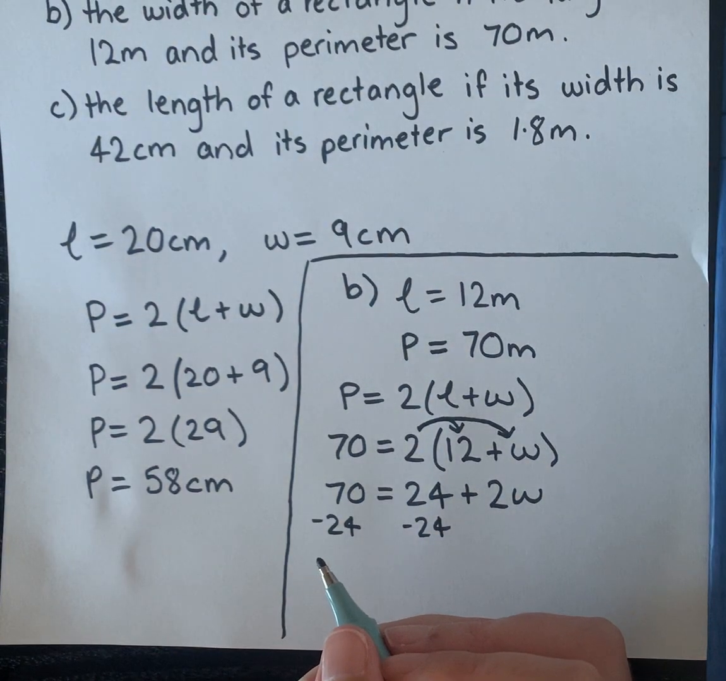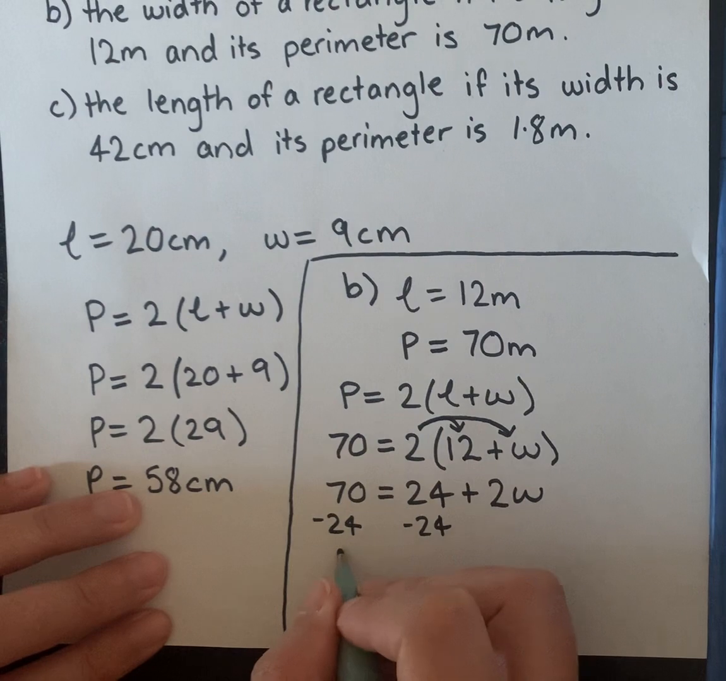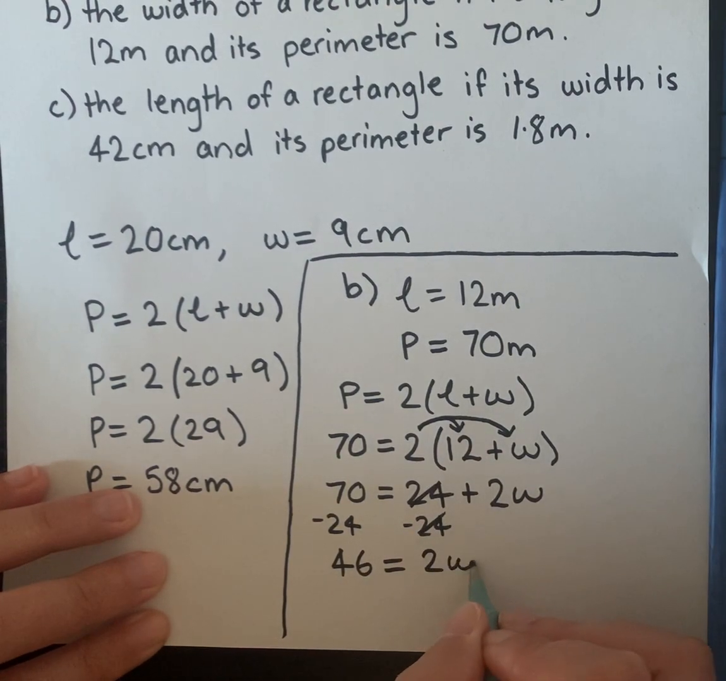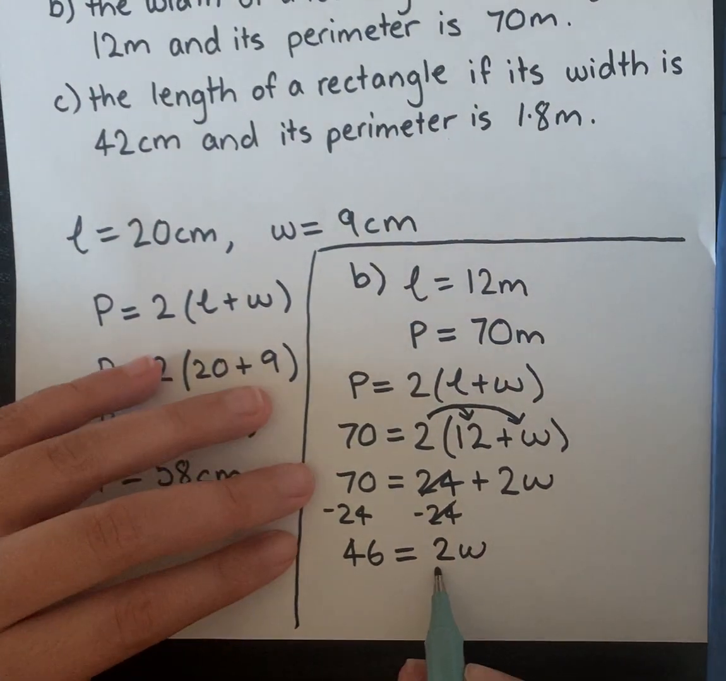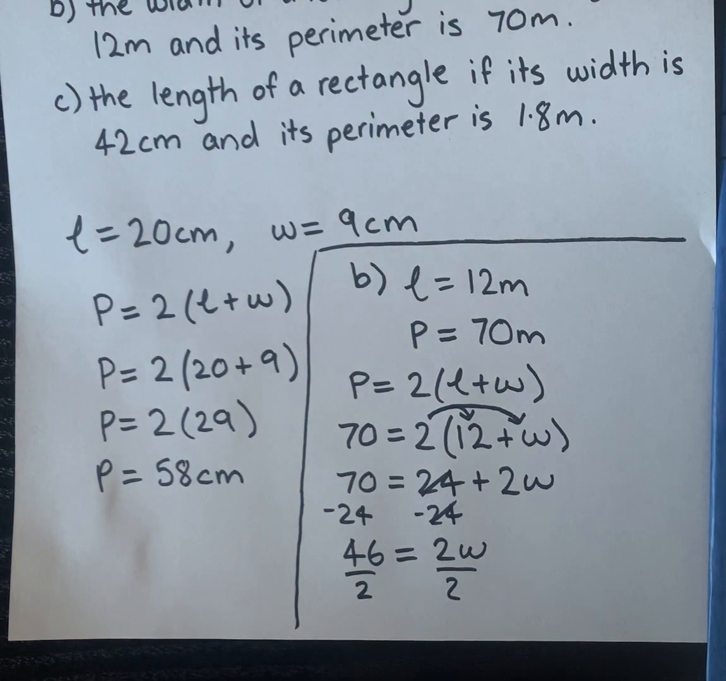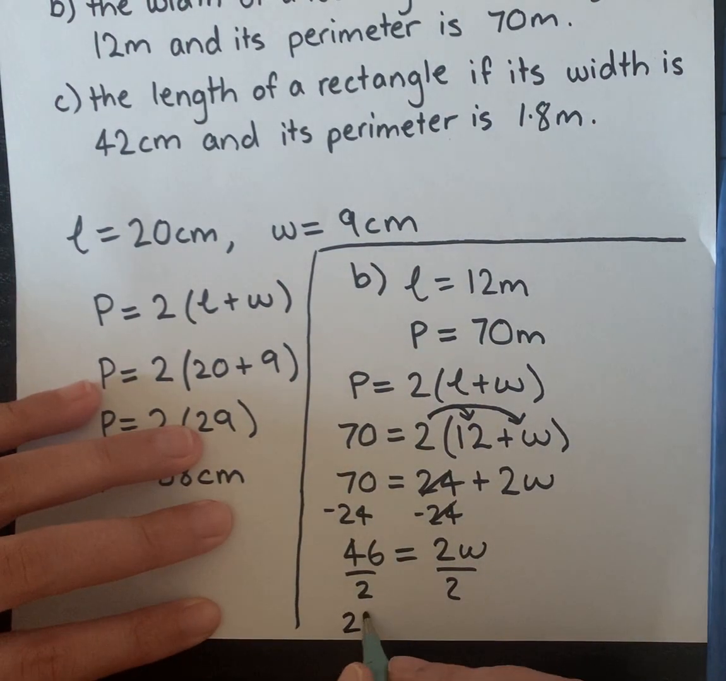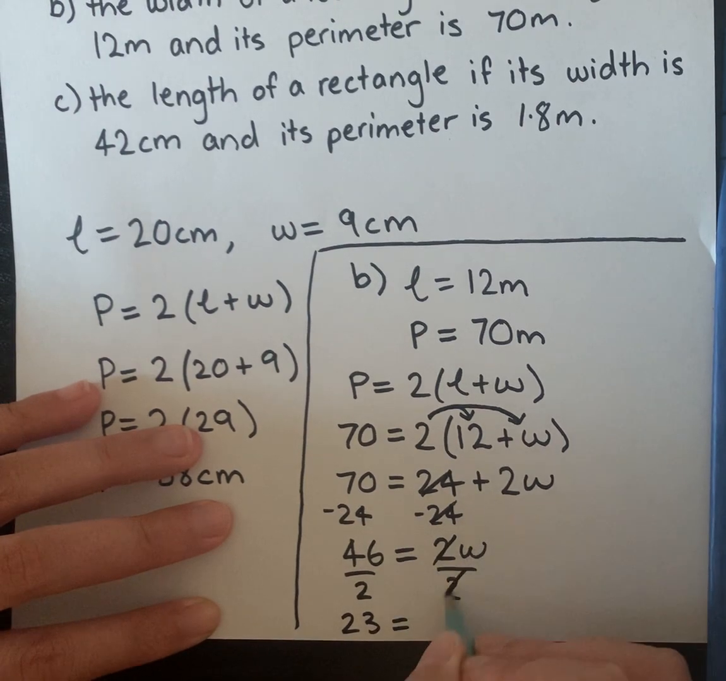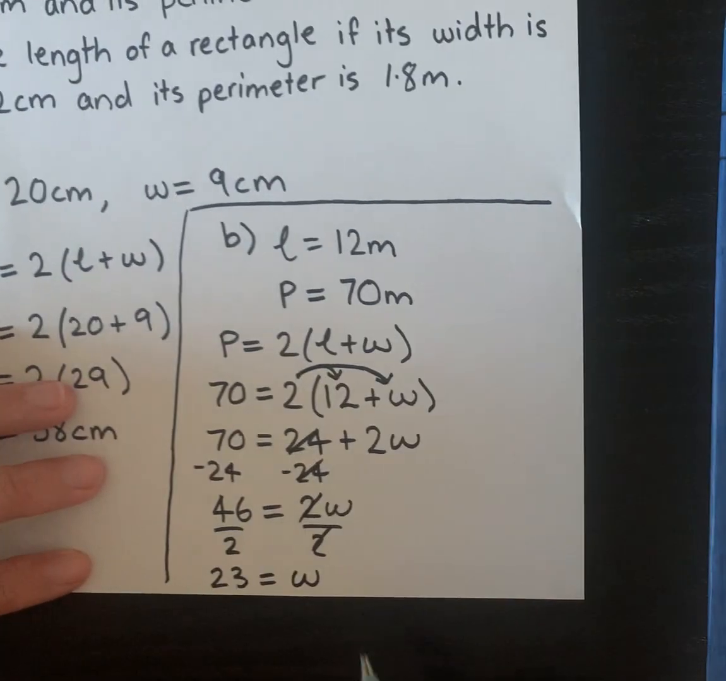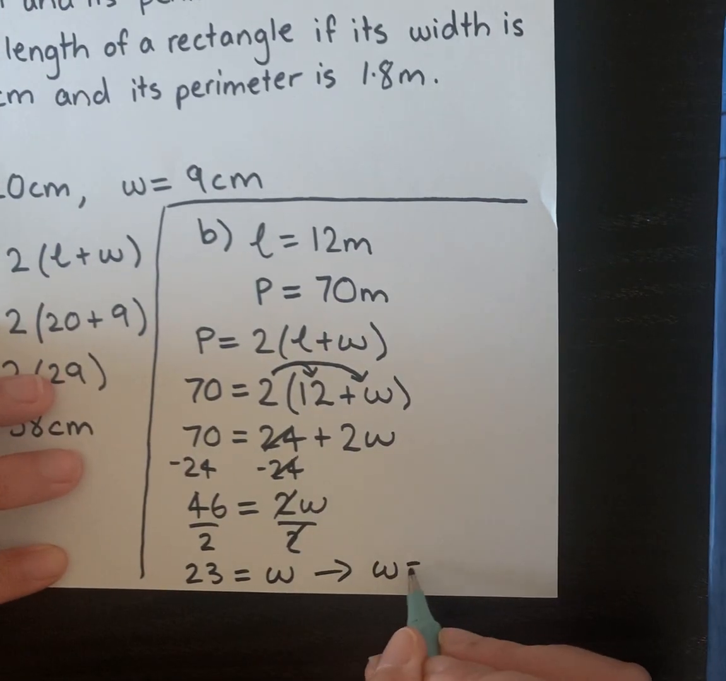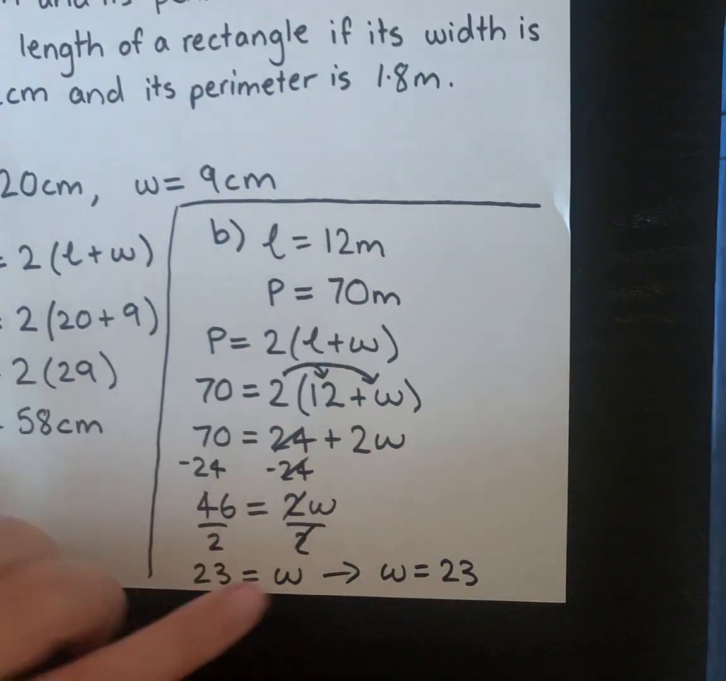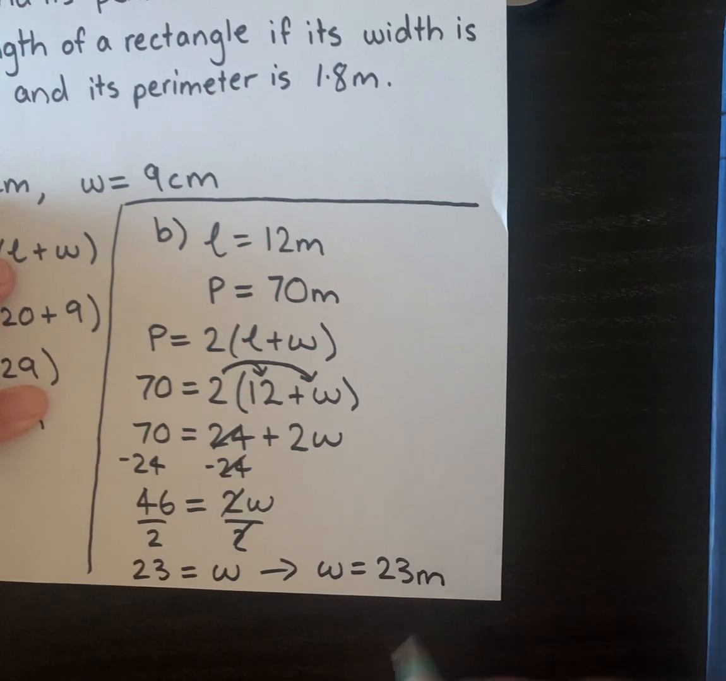70 minus 24 is 46. And we're nearly there now. We just need to divide both sides by 2. So 46 divided by 2 is 23. And there we have it. The width is equal to 23. I mean, you can write it the other way around. W is equal to 23. 23 what? What were we working with? Centimeters or meters? So the width is 23 meters.